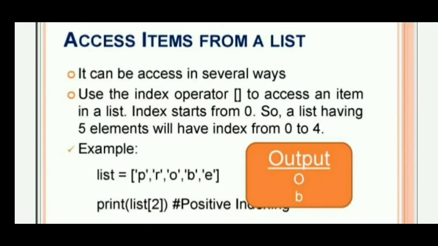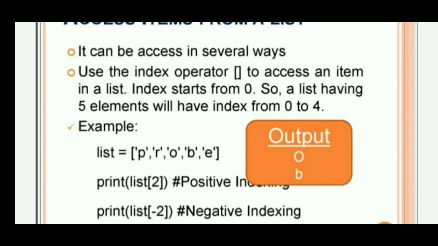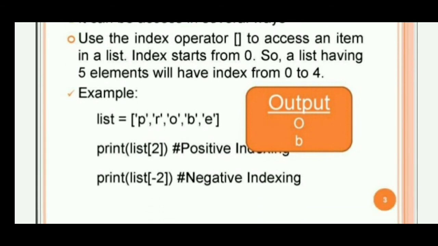Next one, accessing items from a list. It can be accessed in several ways. Use the index operator to access an item in a list. Index starts from 0, so a list having 5 elements will have index from 0 to 4. For example, the list contains PROBE. The output will be OB, because we have written list 2. So position 2 contains O and -2 contains B. It will show the output accordingly.